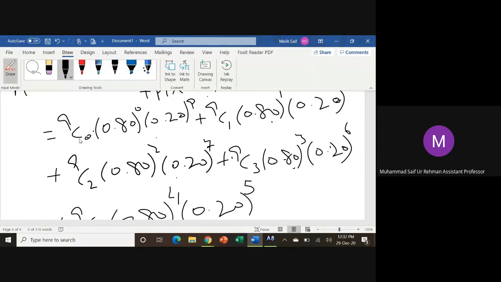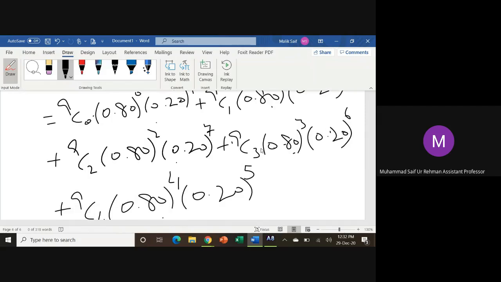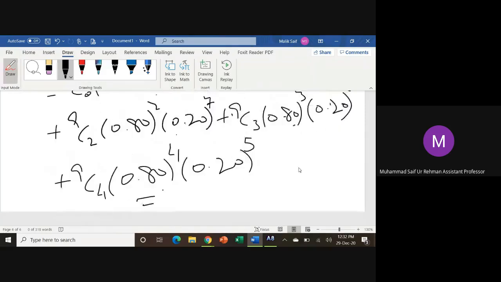9C0 will become equal to 1, 0.80 power 0 will become equal to 1. So you simply have to take 0.2 power 9 and then write down this, and then plus 9C1. So you can solve it, I think. It is not that difficult. Yes, what is the answer?